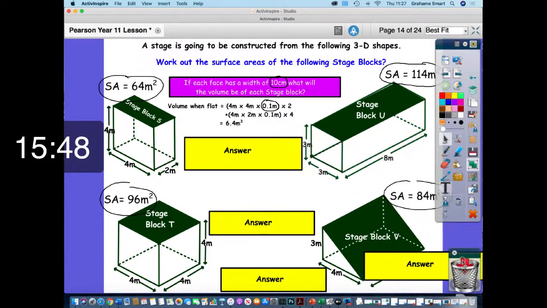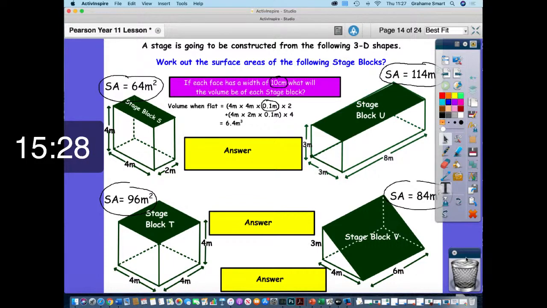And what's interesting here, and what some of you may have spotted, is that 64 metres squared was the surface area, and the volume, when we actually worked out the actual volume of all the wood when it was flat packed, was 6.4 metres cubed. Now that's a lot less than it would be if it was left set up as it is.